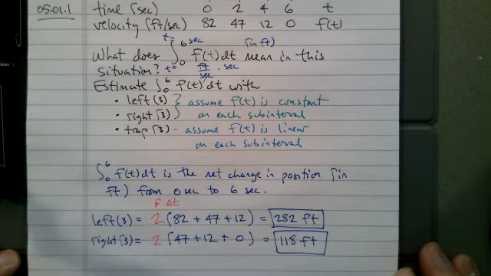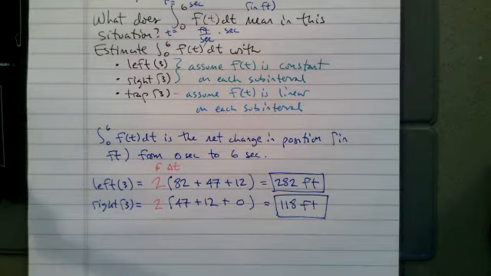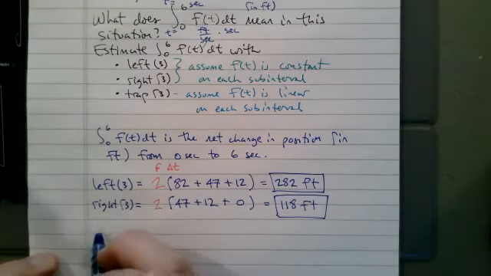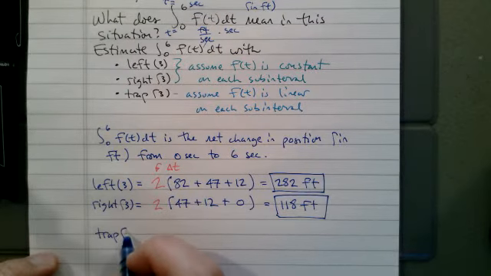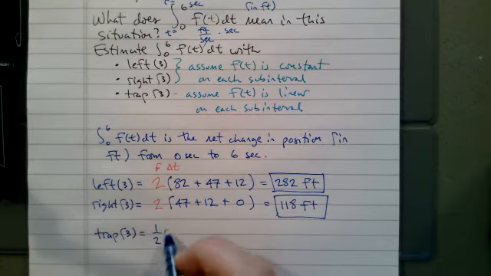One thing that we could do is find the average of these 2, and that would make the trapezoidal rule. So the trap 3 approximation would just be the average of the left and right. That's one way to calculate the trapezoidal rule.